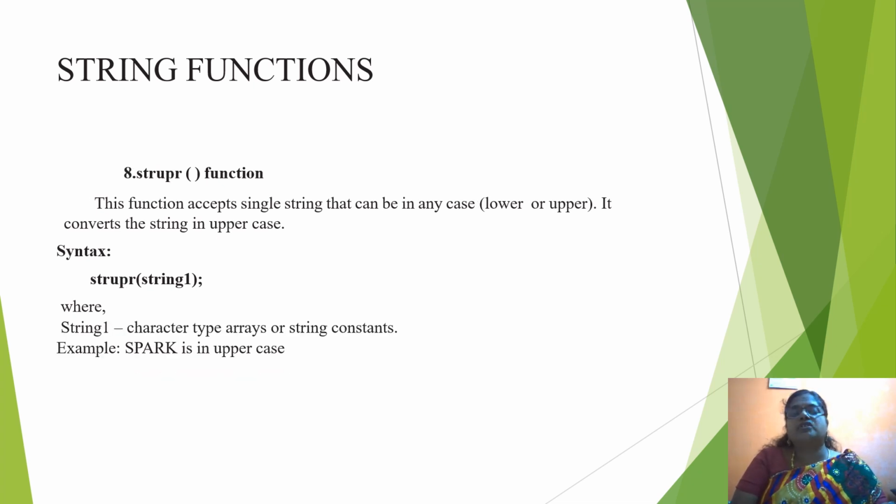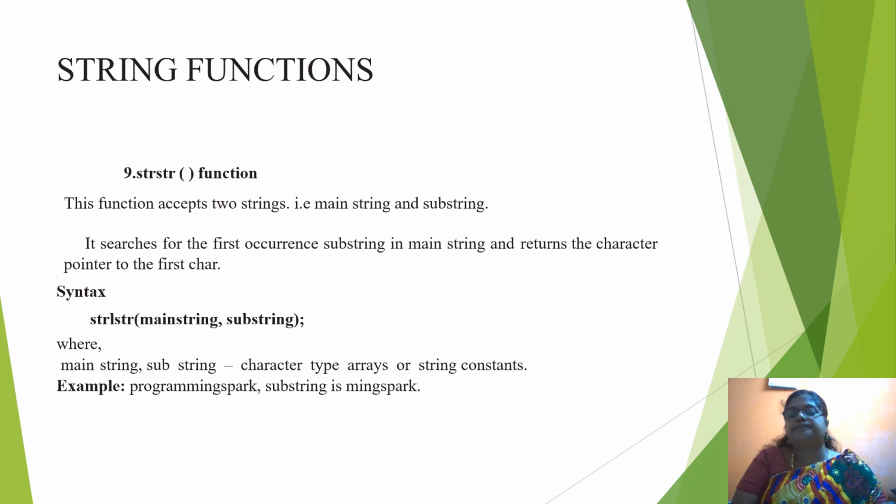The strupr function accepts a single string that can be in any case, lower or upper. It converts the string into uppercase. strupr(string1), where string1 is a character type array or string constant. Example: SPARK is in uppercase.